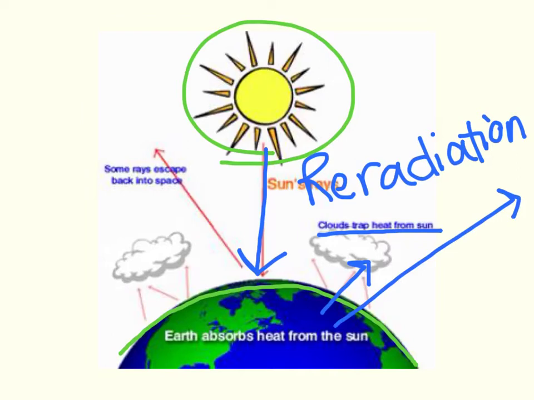When it's trapped in the atmosphere, that radiation is either absorbed from the atmosphere or sent back down to the surface of the Earth to be absorbed. Re-radiation plays a big role in helping to heat planet Earth.